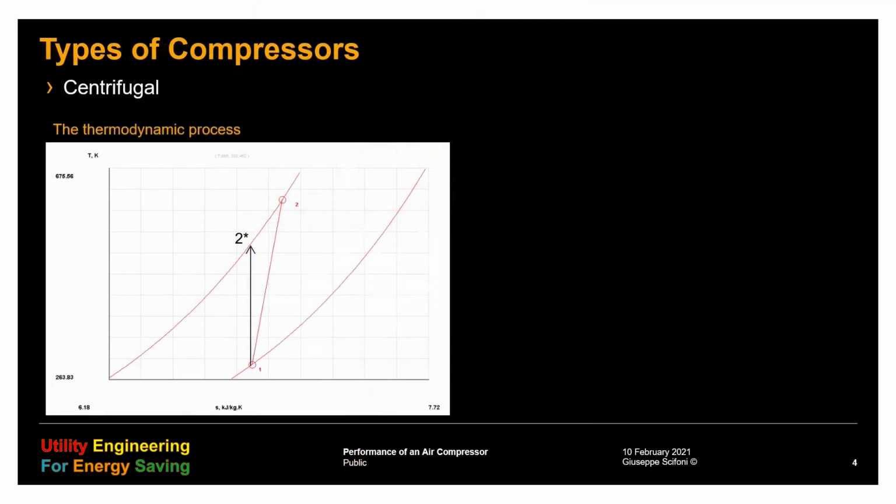Let's start from the centrifugal machine and from the thermodynamics. The first principle says the enthalpy is the sum of the heat and the work. If the transformation is adiabatic, like the compressor within a centrifugal machine, then the heat Q is zero. The work is equal to the enthalpy difference, hence the expression above.